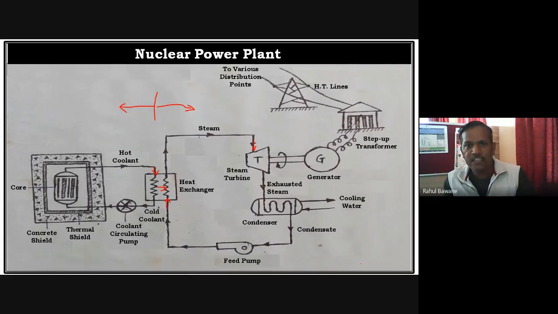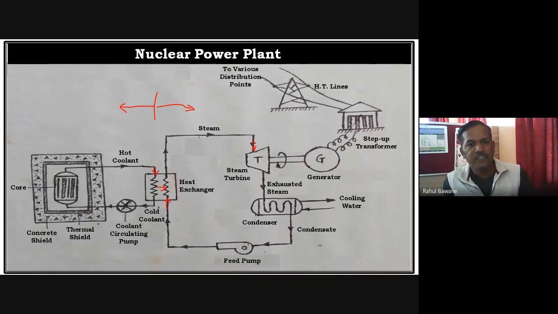Because 1 kg of nuclear fuel is equivalent to 4,500 tons of coal. So whatever be the energy generated by 1 kg of nuclear fuel, it is equivalent to 4,500 tons of coal burning, or it is again equivalent to 2,000 tons of oil burning. So you can imagine what is the density of energy there is in nuclear fuel. So that is the first advantage.